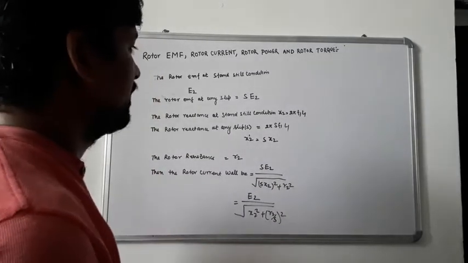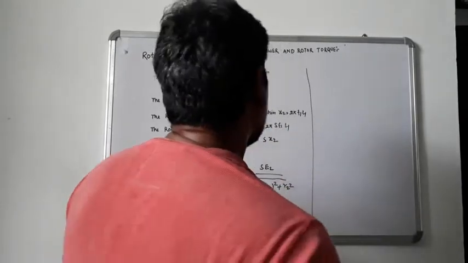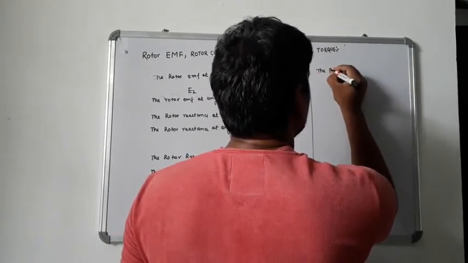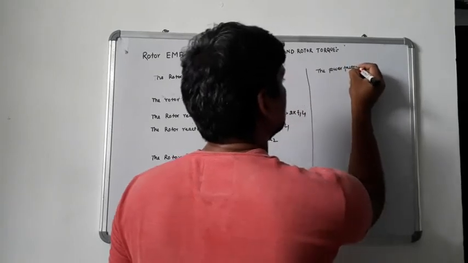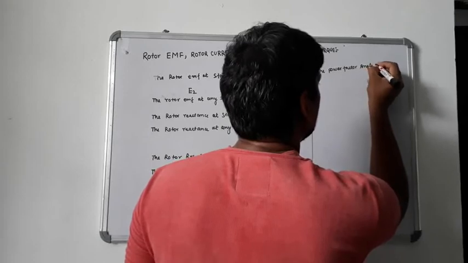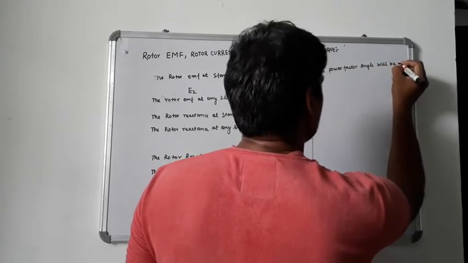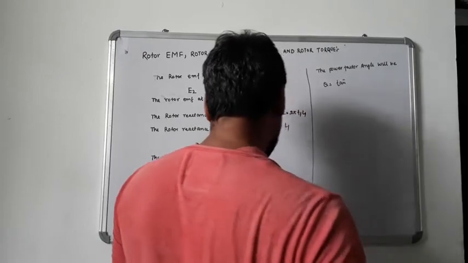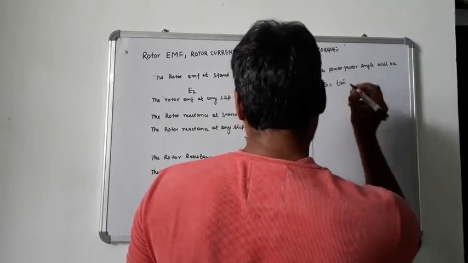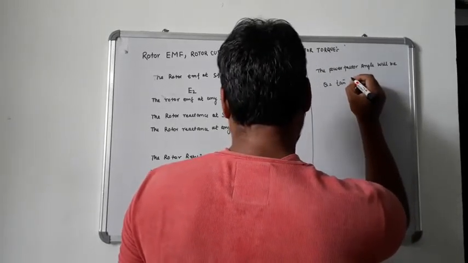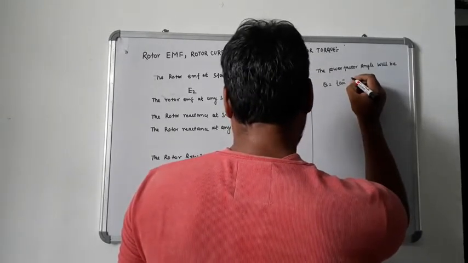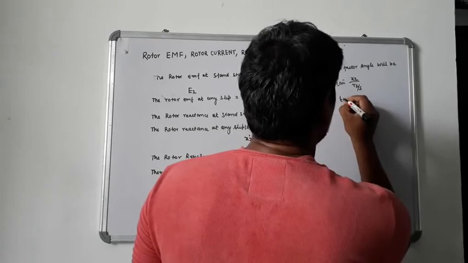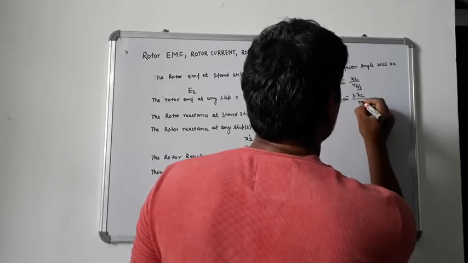If we are talking about the power factor, the power factor angle will be theta equal to tan inverse of perpendicular by base, that means X2 divided by R2 divided by S, which is equal to tan inverse S X2 divided by R2.